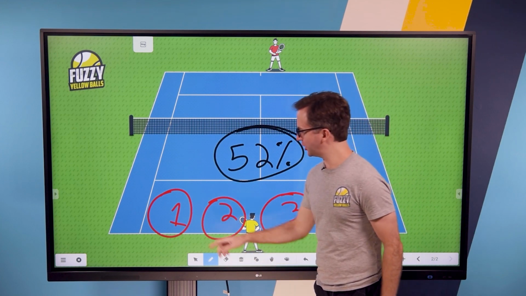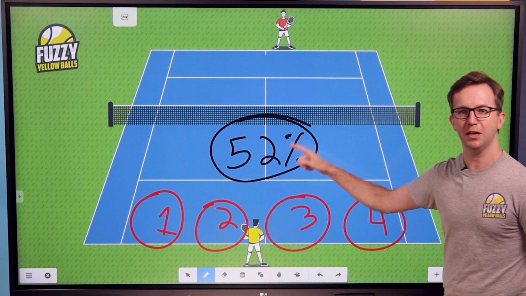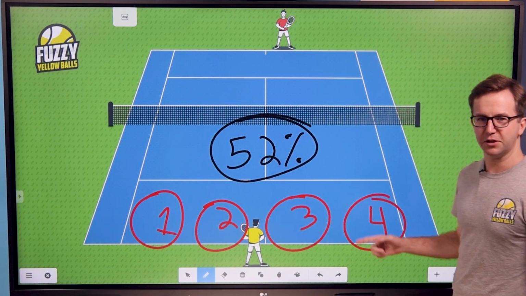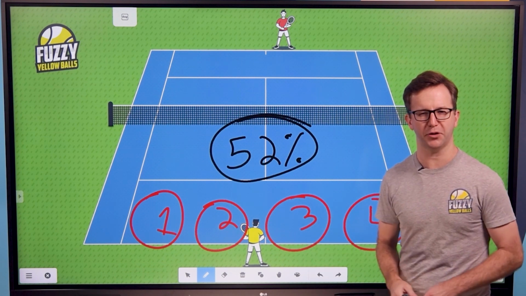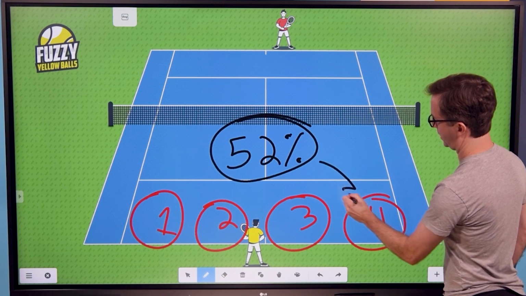There are 4 spots on the court, 1, 2, 3, 4, and 52% of your forehand errors comes from one of these 4 spots. Which one do you think it is? Drum roll, please. It is spot number 4.